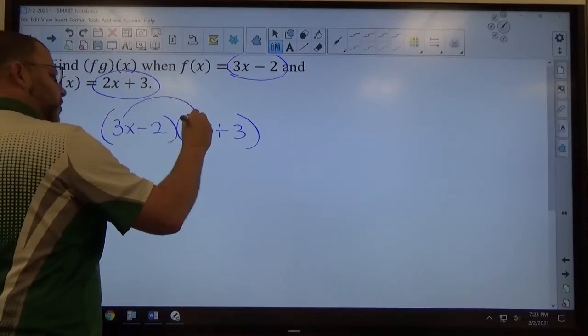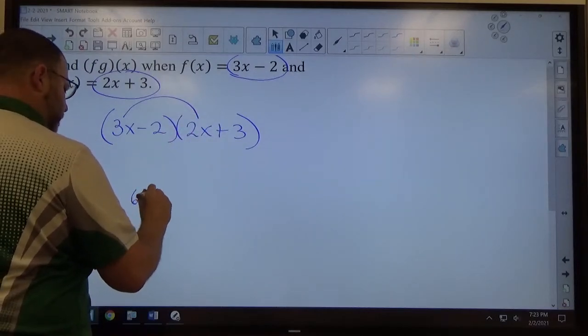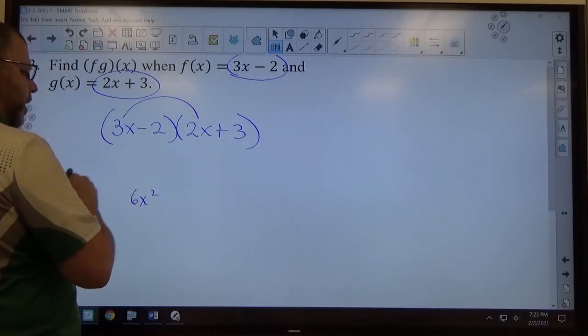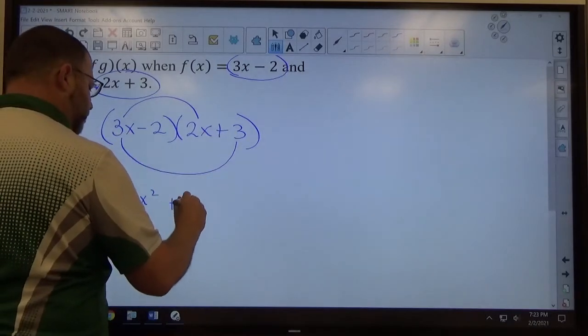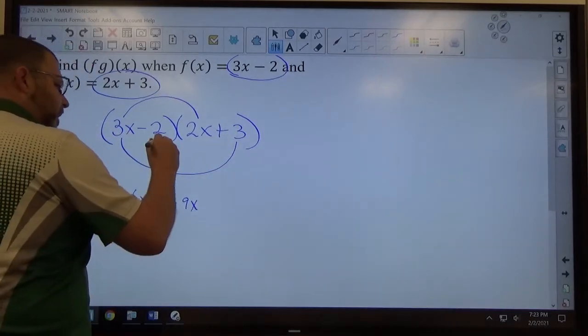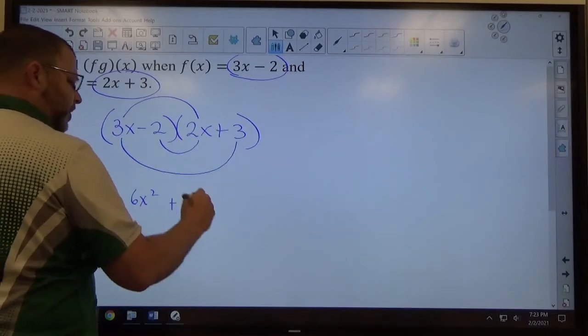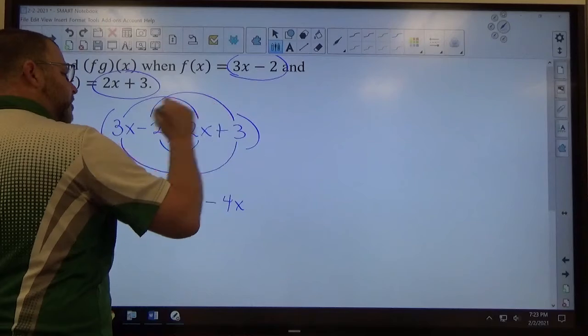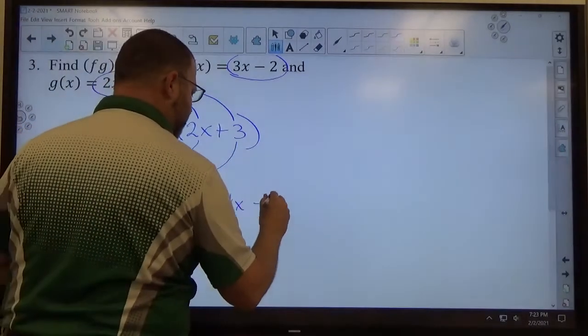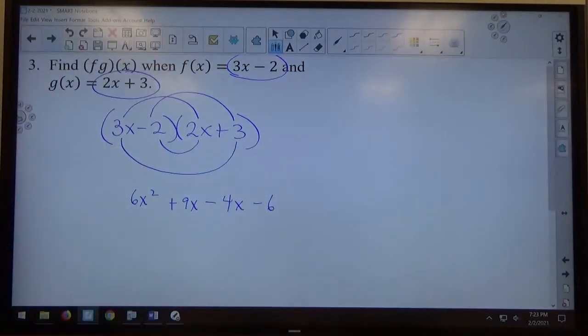So first times first gets me 6x squared, both positive makes a positive product. Positive 3x and positive 3, both positive makes a positive 9x. Negative 2 times positive 2x, different signs makes a negative, and that'll be 4x. And last times last, negative 2 times positive 3 makes a negative 6. Once again, different signs, so I subtract.